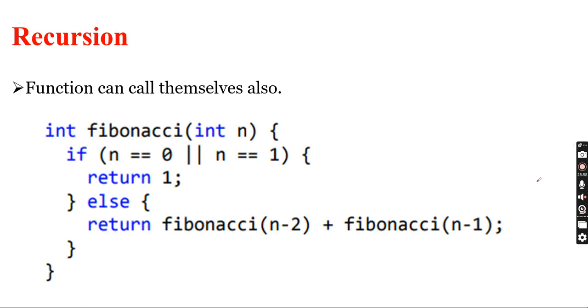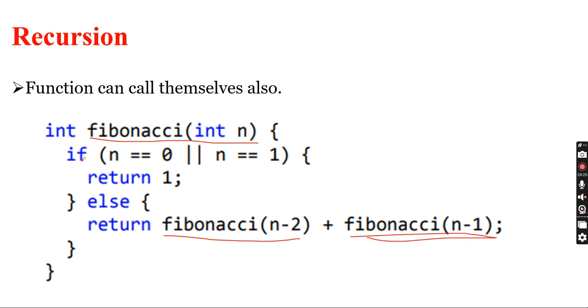What is recursion? Recursion is simply a function calling itself. So this function, as you can see, Fibonacci, is making a call to itself, Fibonacci n minus 2, with a different value of the parameters. So in recursion, a function keeps calling itself until we hit the base case.